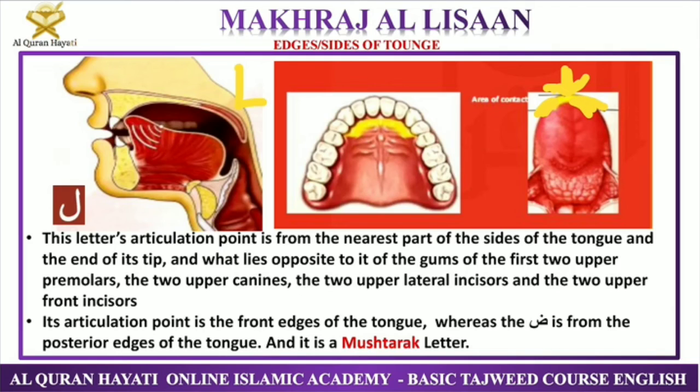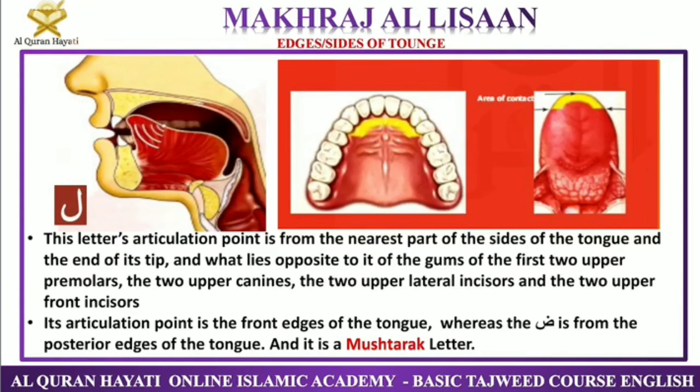The tip of the tongue and their sides will touch the roof, that will touch the gums of upper incisors and canine teeth. All those upper 6 teeth gums, this part of the tongue will touch all the gums of these upper incisor and canine teeth. Okay, it is a very easy letter. Lam, la, li, lu. Okay, lam, la, li, lu. Alhamdulillah. And in its sifat, you write it is a mushtarak letter.